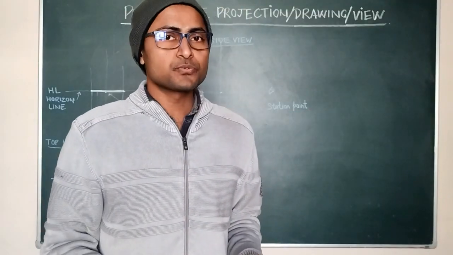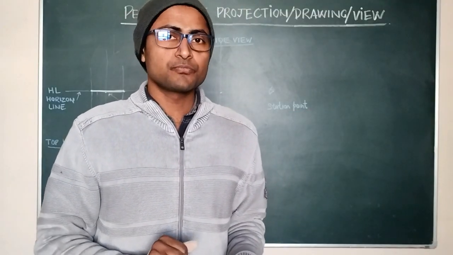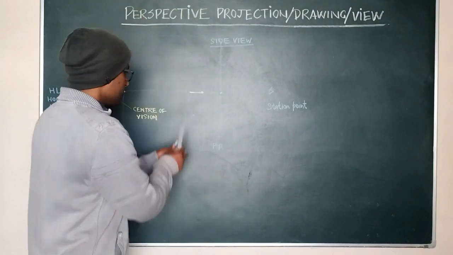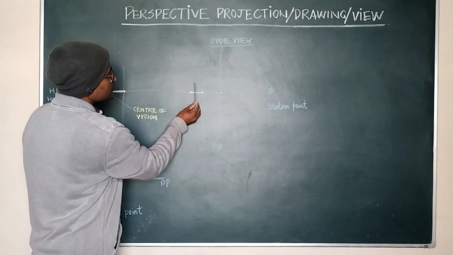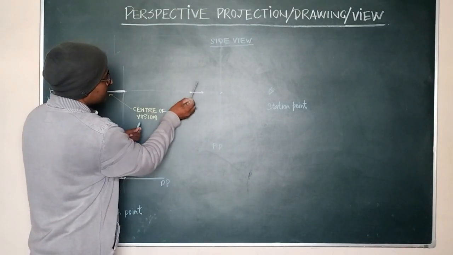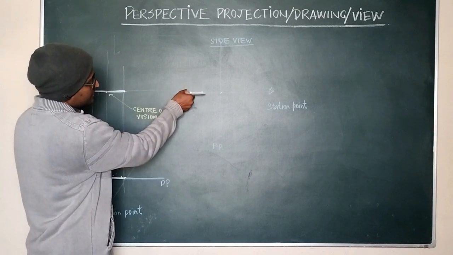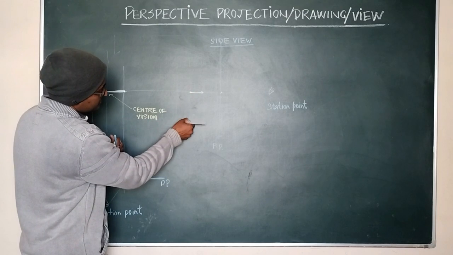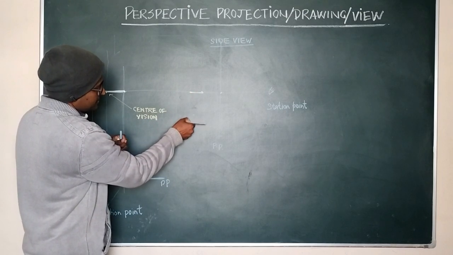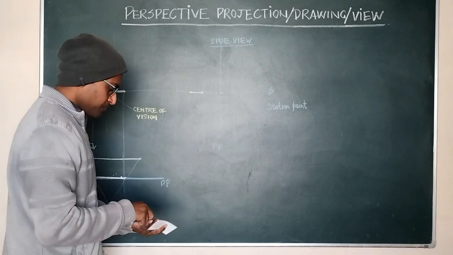Okay, let's try to draw perspective projection of the third case. Now in the first case, I put the object vertical. In second case, I put the object horizontal at the eye level. But in the third case, I am keeping object somewhere here, right? So let's try to draw.